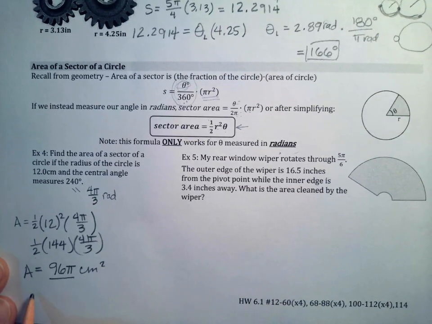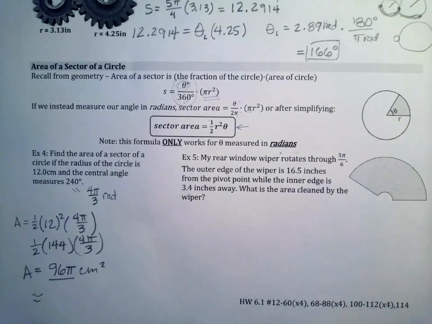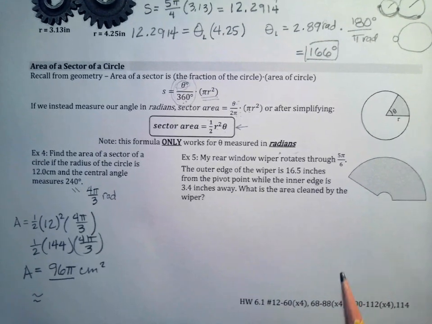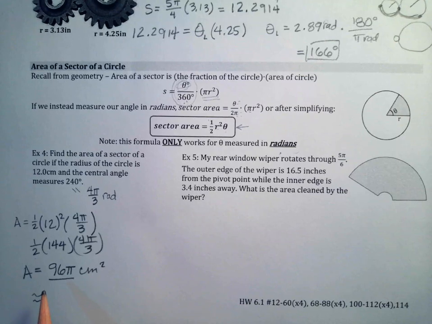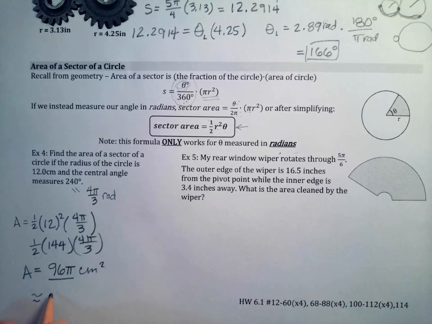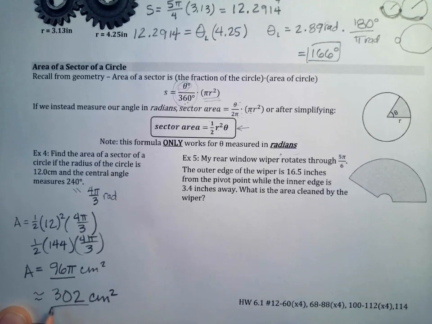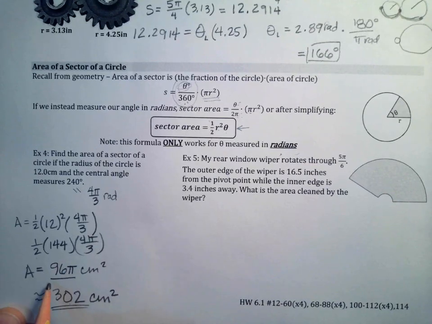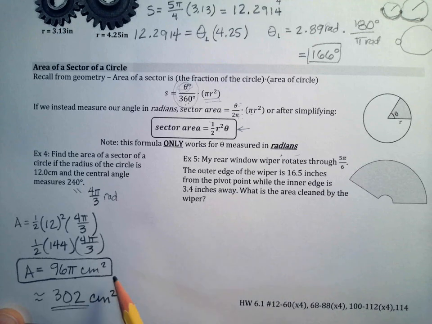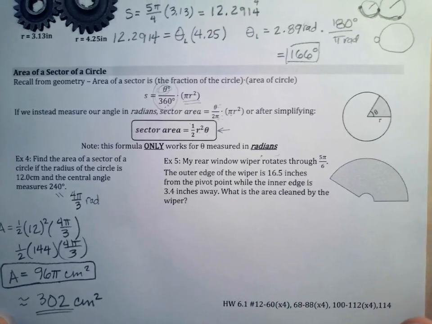Now, if you were trying to carpet a pie-shaped room, and you went to Home Depot and asked for carpeting, and they said, how much carpeting do you want? You wouldn't say, oh, I need 96 pi cubic centimeters. You would say, oh, I need 302 square centimeters. You would put it as a decimal, but often in mathematics we like to have exact answers, so that's perfectly acceptable as well. All right, next one, last problem.